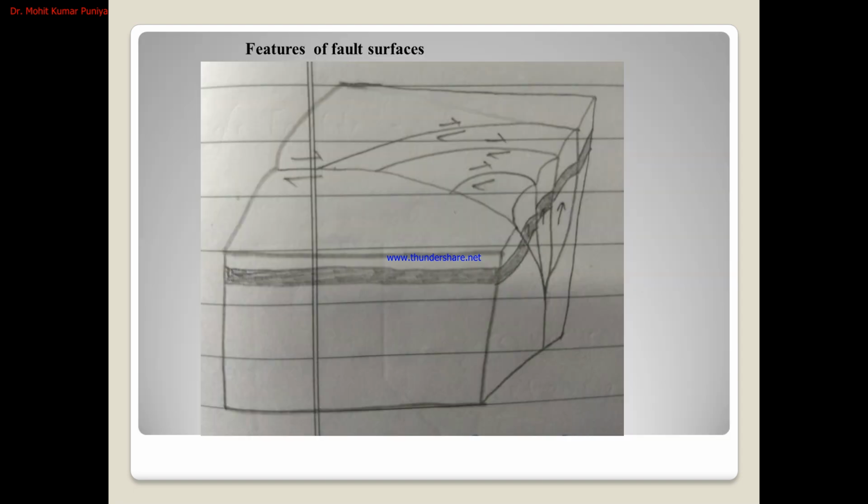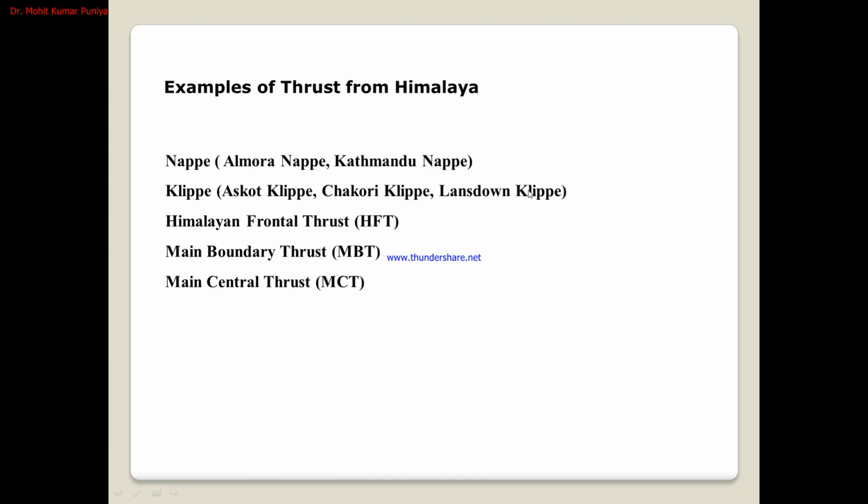Okay, then reverse fault, the features associated with the fault surface. Reverse faults always show the positive structures, as we can see here. This is a positive flower structure. This one is moving up, this one is moving up, this one is moving up. So the whole structure is moving up, and this is the positive structure due to the reverse faulting. So this is an example of the thrust from the Himalaya.